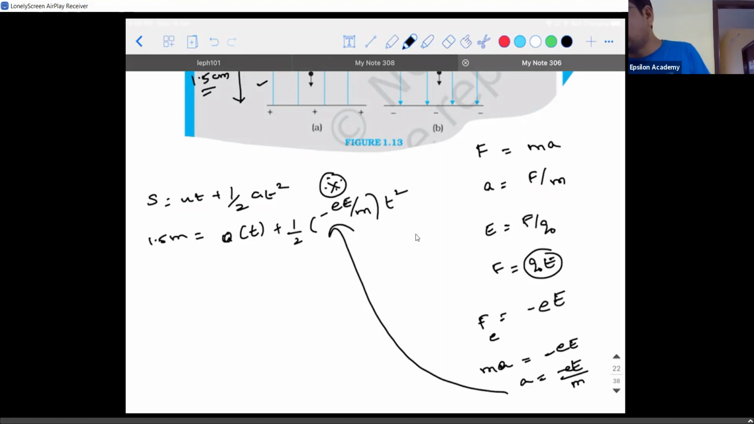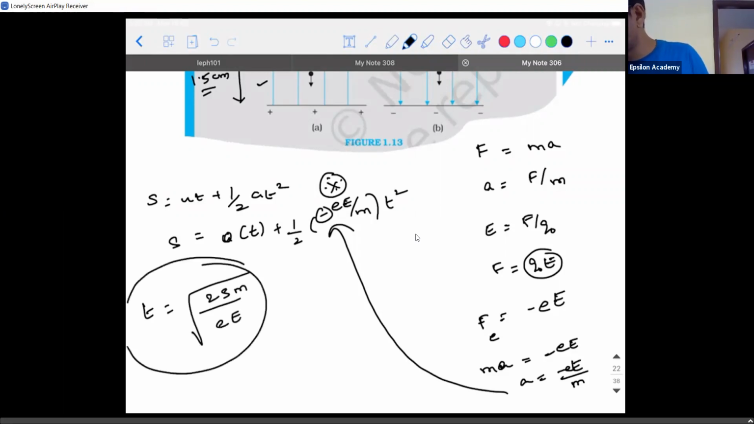Okay. So t will be equal to, you can ignore the minus sign while you are calculating time, because that minus sign indicates that the electron is negatively charged. So t will be equal to, if I leave s as s only, where s is 1.5 centimeter, the square root of 2s into m divided by small e into capital E. So this is how we are going to calculate the time in this particular problem.